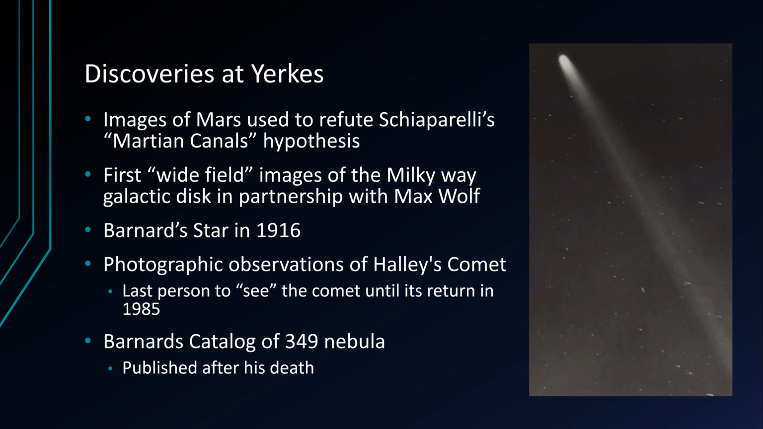He also, using the Bruce telescope and in collaboration with another astronomer in Germany named Max Wolf, photographed what became the first images of the Milky Way's central bulge and galactic disk. And I did not, unfortunately, have a year for when that was published. Some other discoveries that he also made were photographic measurements of the proper motion of what's now known as Barnard's Star. This is a small red dwarf star.